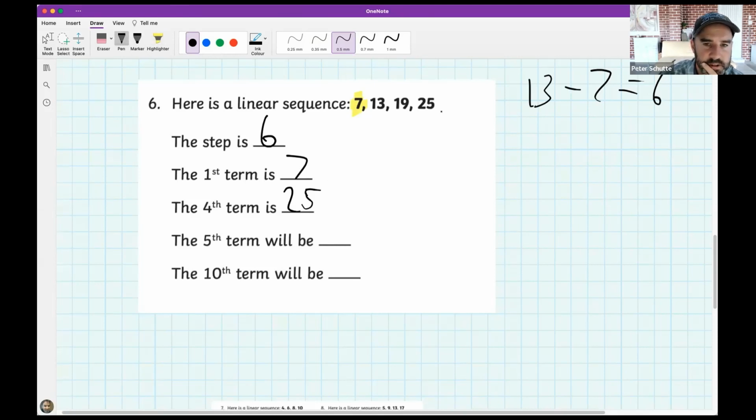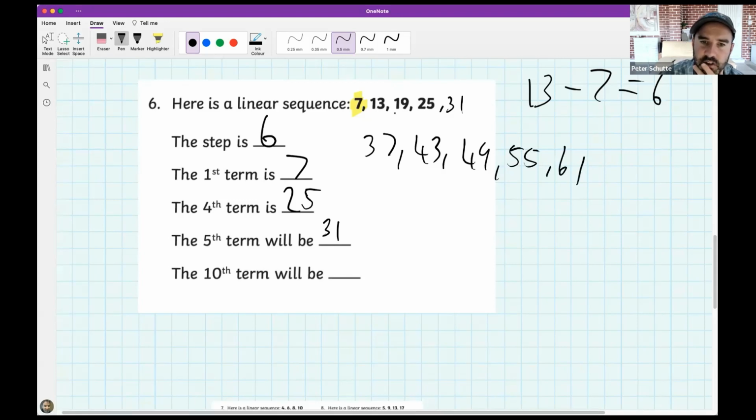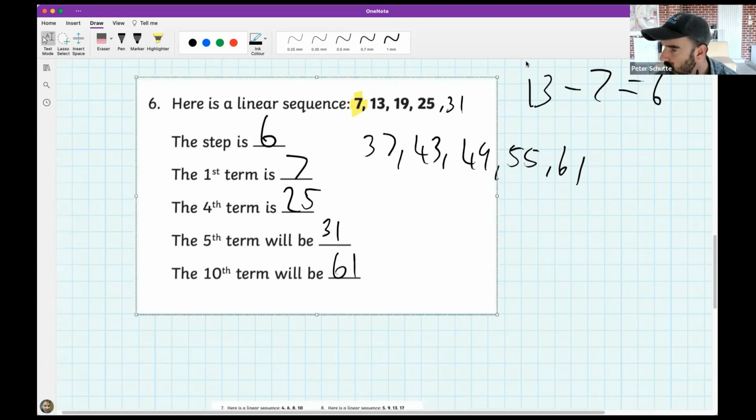What's the 5th term going to be? I guess I only have 4 on my list, so I have to add. And so that should be 31. And the 10th term, oh my goodness. Okay, so let's carry on counting. So we have 37, 43, 49, 55, 61. And so the 10th term, I'm hoping we'll see in the chat that most students are getting 61.